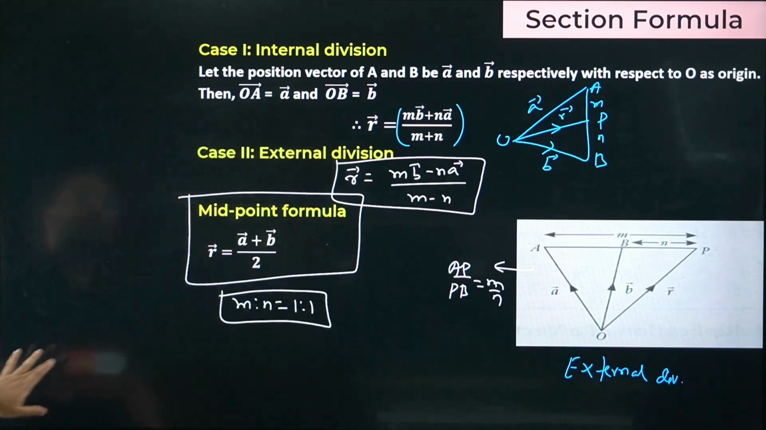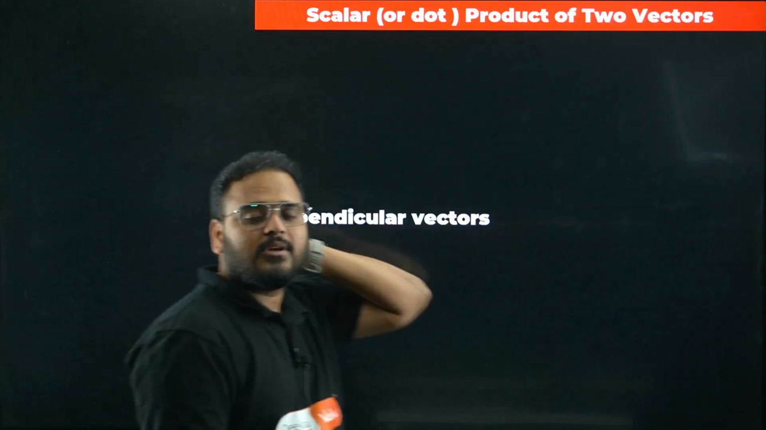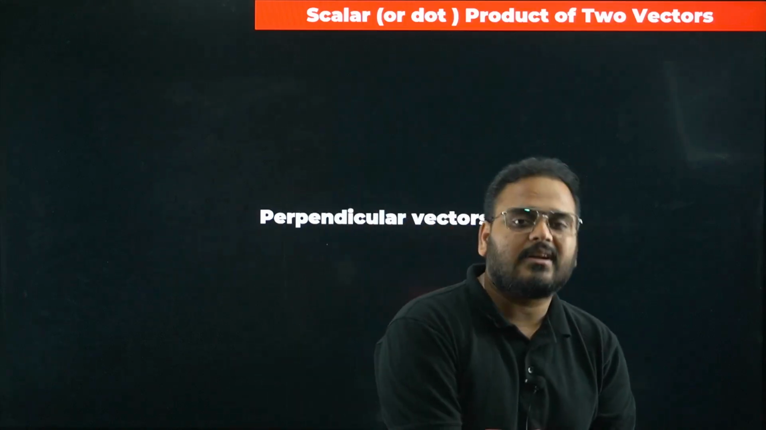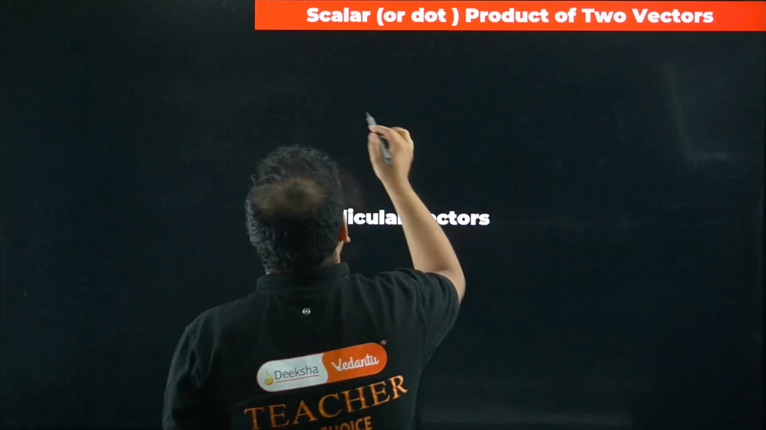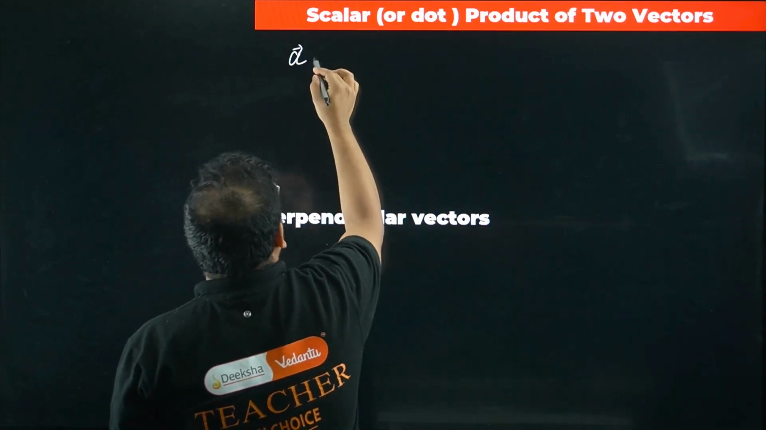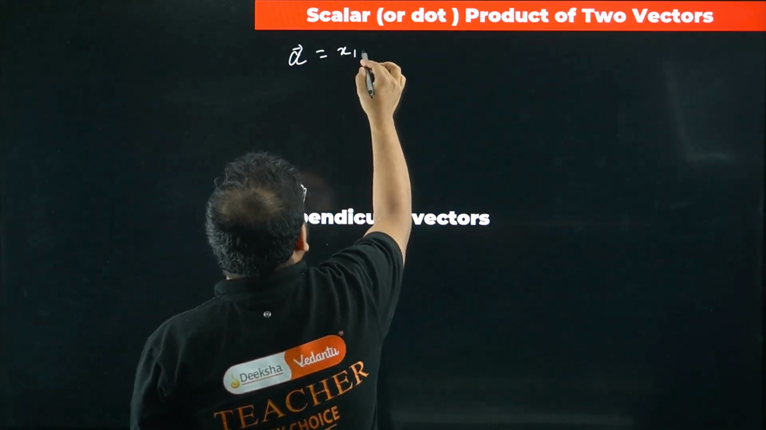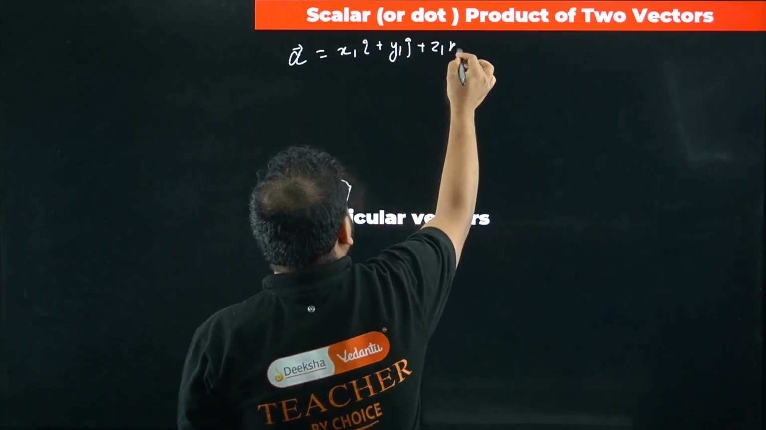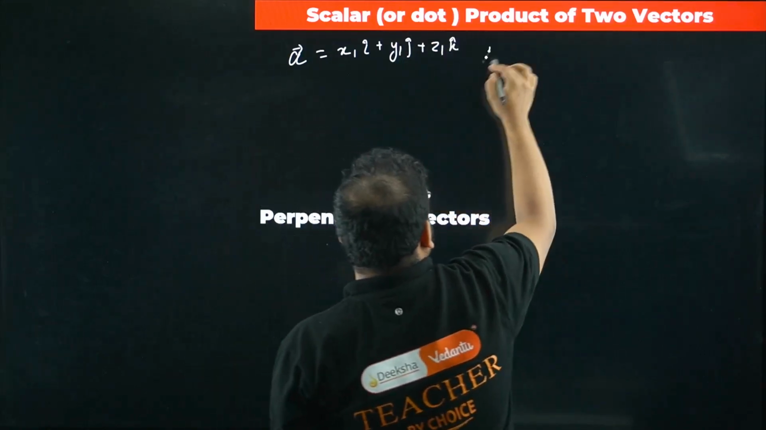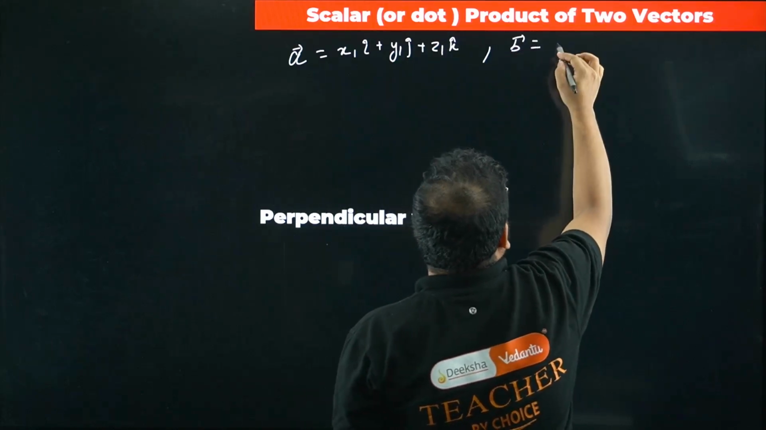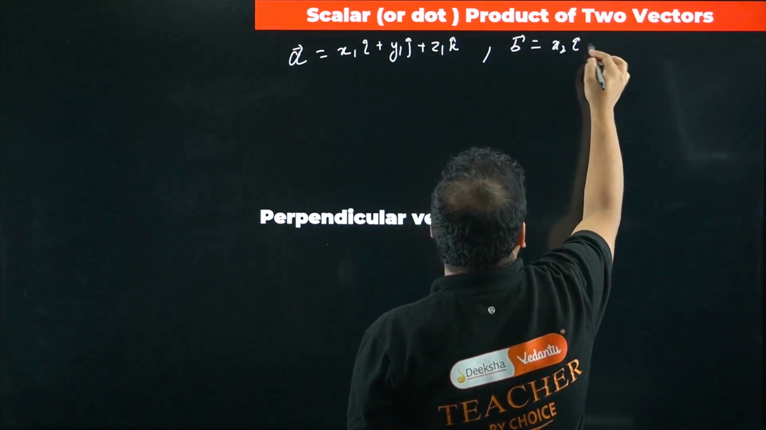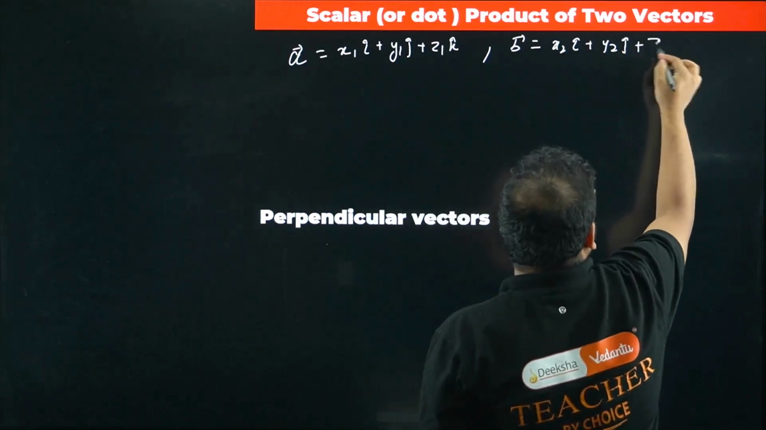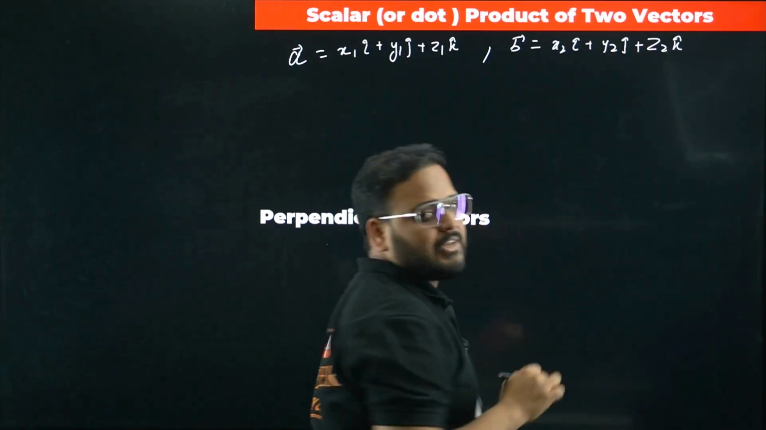Chaliye. So now we are dealing with scalar or dot product. As I said, we have two types of product, right? So let's have a look. How do you write it, sir? So if I have a vector like this, A, of course I'll have it in terms of x1 i cap plus y1 j cap plus z1 k cap. Let's say vector B is also given here. Again in the same way, x2 i cap plus y2 j cap plus z2 k cap.